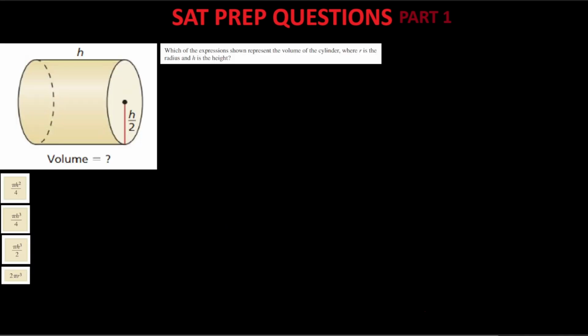We're asked which of the following expressions shown represents the volume of the cylinder where R is the radius and H is the height. So we start with the formula for the volume of a cylinder. And then we substitute H over 2 for the radius.